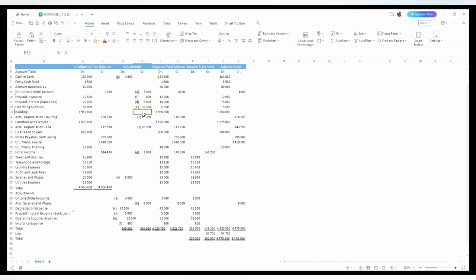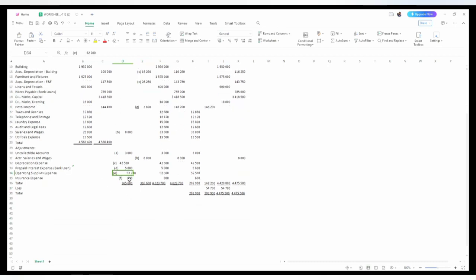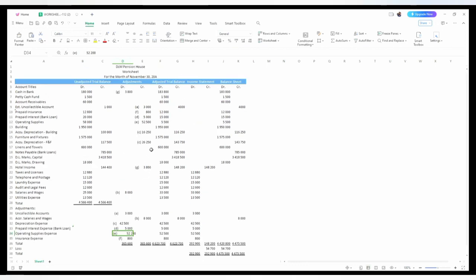Now we have a letter F, 800 pesos of the insurance premium paid in advance has expired. Now, letter F here is a prepaid insurance. We have it on a credit, which is 800. Now, when we plotted it here, since it is expired, we had it as an insurance expense in a debit, which is 800 pesos.